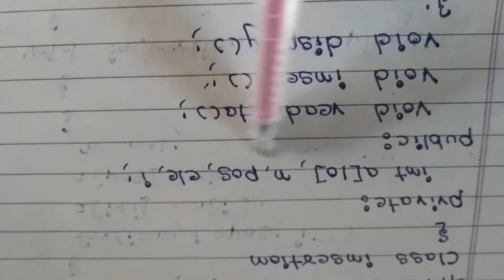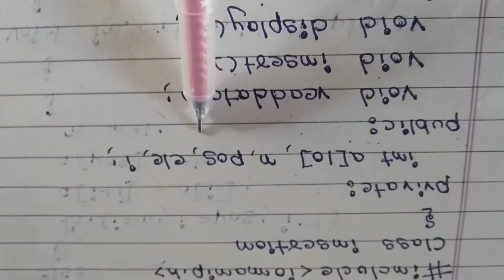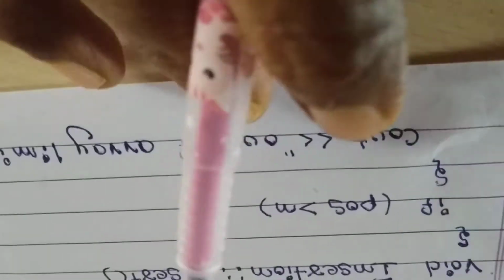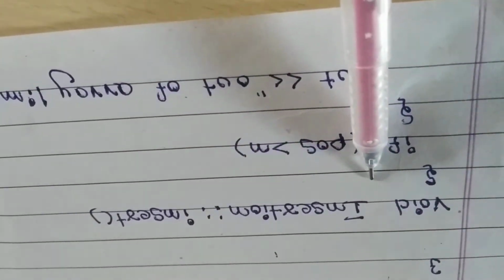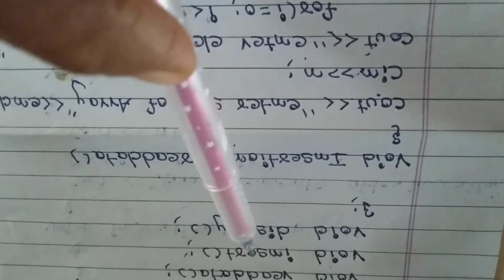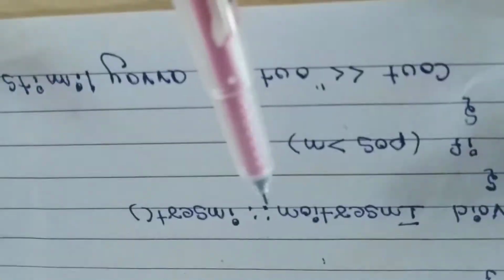Before we do this, we reserve the memory locations: 1, 2, 3, 4, 5. Out of 5, 4 we already used here. We'll see where we'll use the next one. Now here, void insertion. The first function, read data, we explained here. Void insert means here we are inserting.